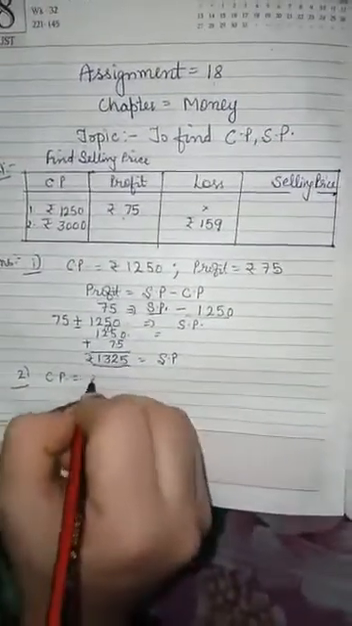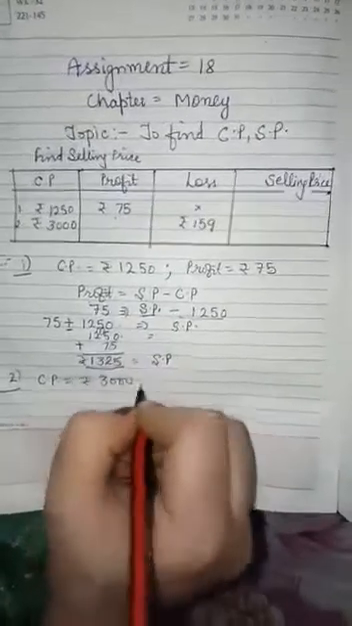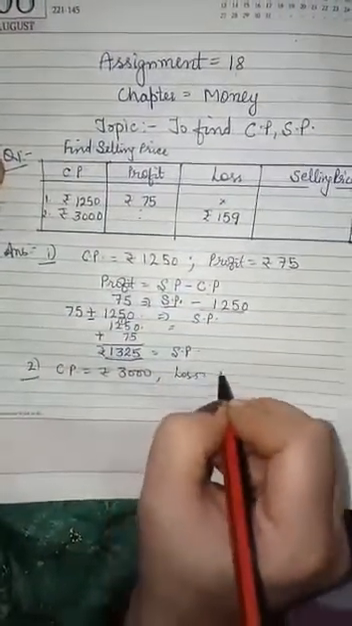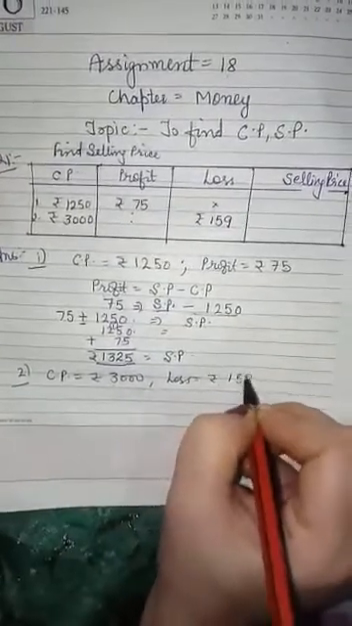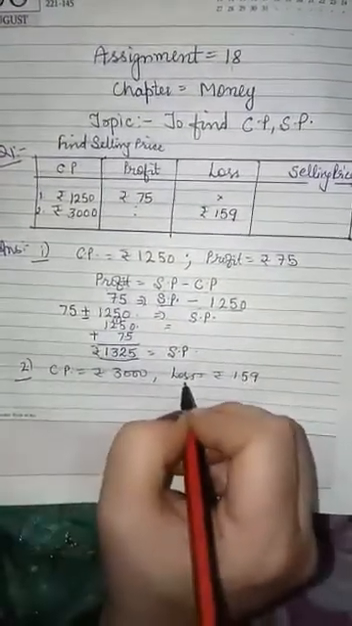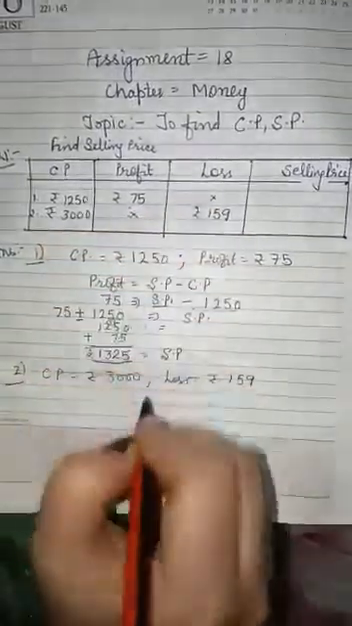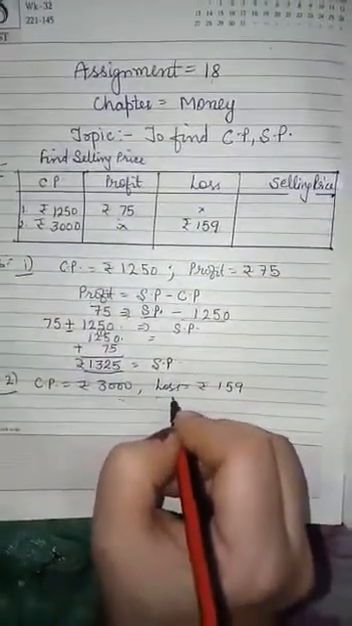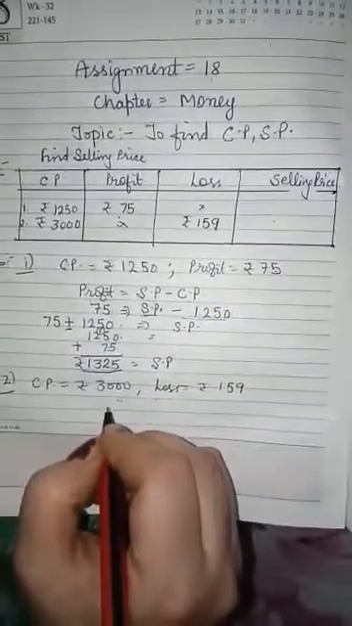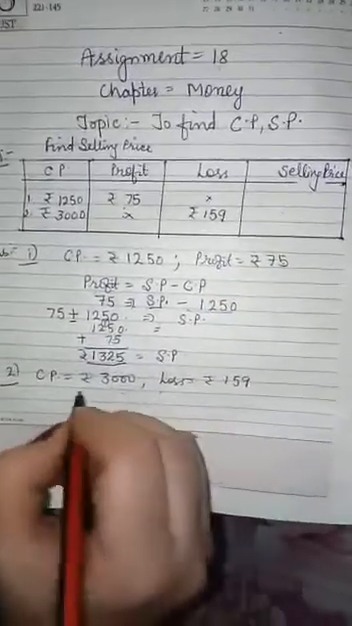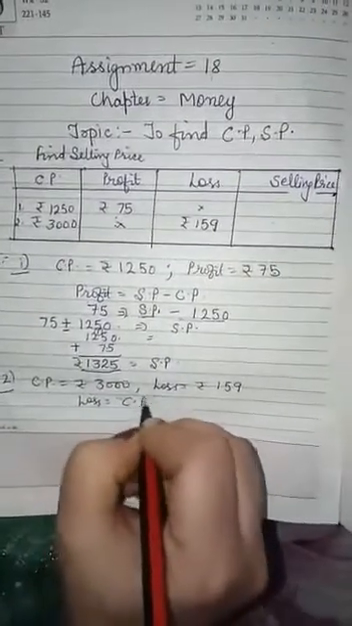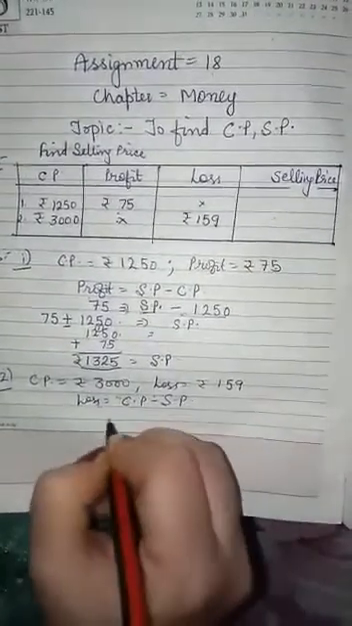Again, cost price is equal to rupees 3000. Profit is not given to you. Here, loss is given to you, that is rupees 159. If loss is given, no need to find profit, because at a time a person gets either a loss or a profit. Now you have to find the selling price. Now what is the formula of loss? Loss will be equal to cost price minus selling price.